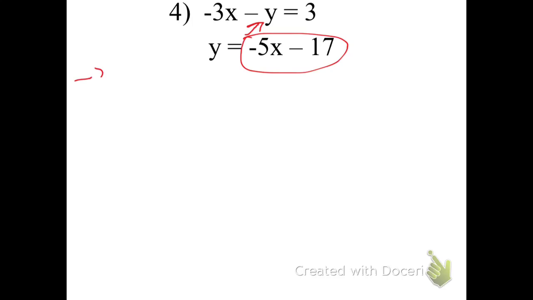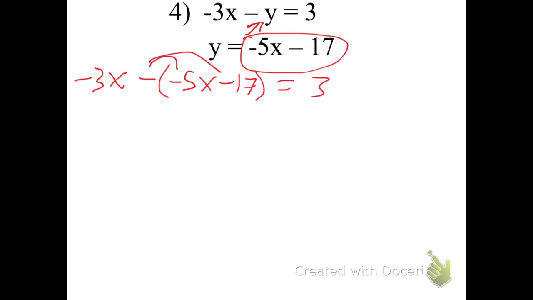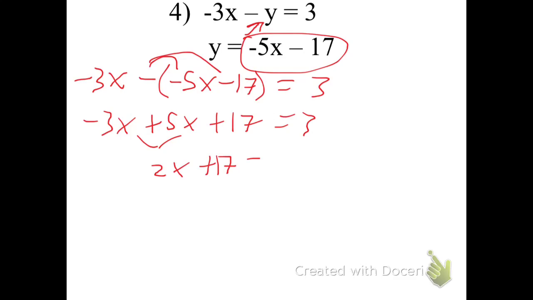So that top equation with the bottom one substituted in is going to look like this. Make sure you put your parentheses. If you forget your parentheses, chances are you're going to forget to distribute that negative, distribute the subtraction, and that will end up giving you the wrong answer. So distribute the negative. You got negative 3x. Negative times negative 5x is plus 5x. Negative times negative 17 is plus 17 equals 3. Combine like terms to get 2x plus 17 equals 3.